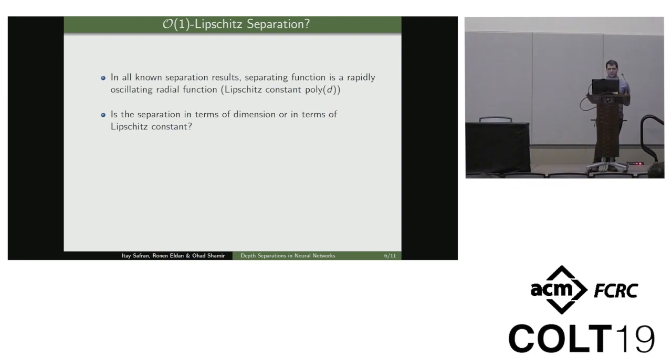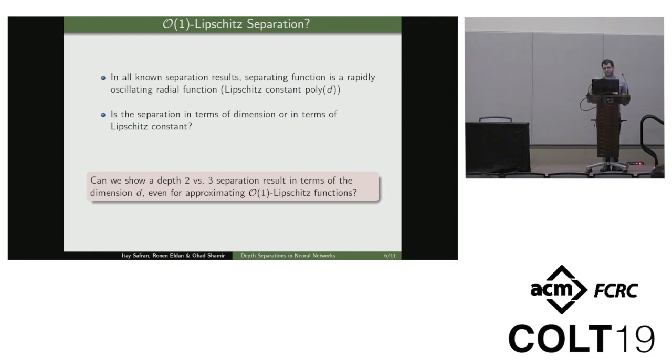Another interesting property of the functions that were used to show these kinds of results is that they have a Lipschitz constant that scales polynomially with the input dimension d. In general, this is an undesired property, because it can be shown that gradient-based methods have a hard time learning functions with large Lipschitz constants. And many learning problems have dependencies on the Lipschitz constants, so we want it as small as possible. So the question that we wanted to ask is: can we show such separation results, but for functions that have a constant Lipschitz parameter that does not scale with the input dimension d?